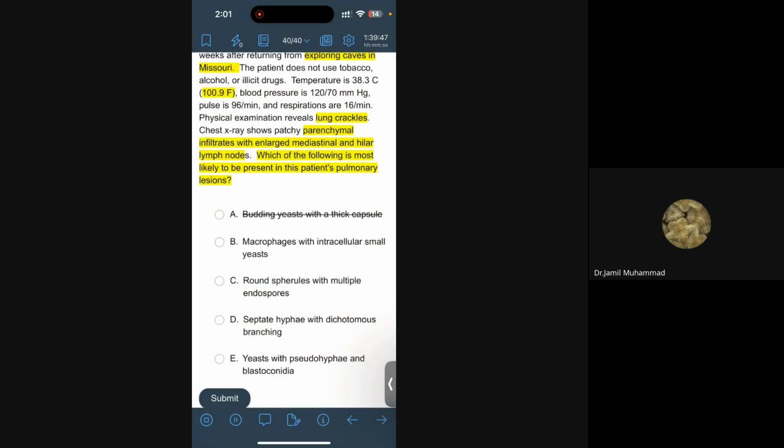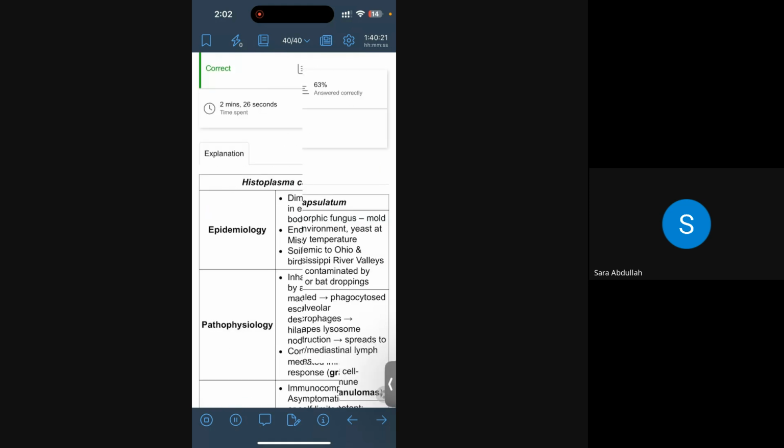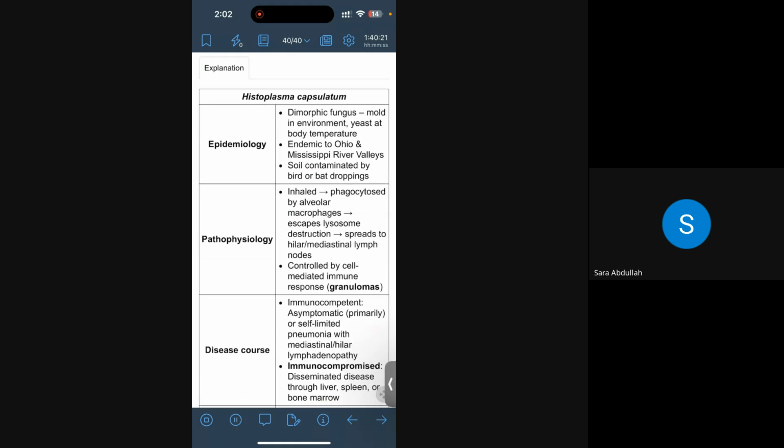Round spherules with multiple endospores. But what is the name of this microorganism? Coccidioides. Yes. Septate hyphae with dichotomous branching, Aspergillus. Pseudohyphae, Candida. Macrophages with intracellular small yeast is Histoplasma. Histoplasma causes granulomas.